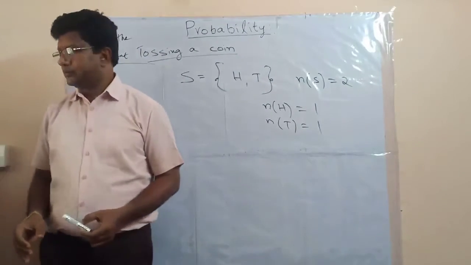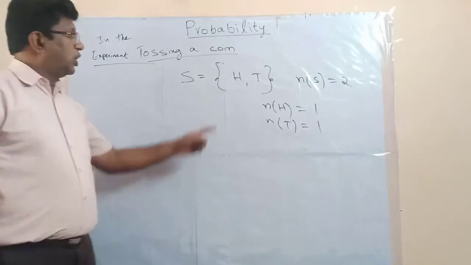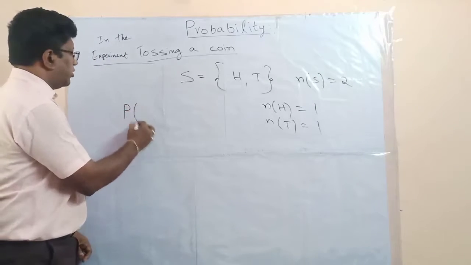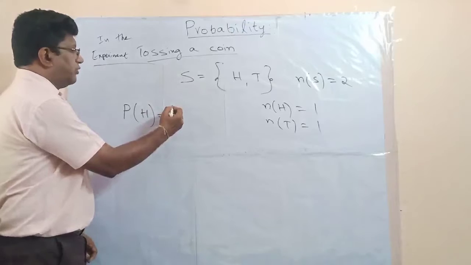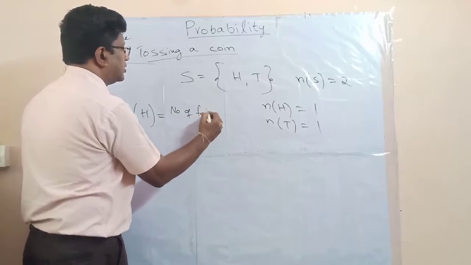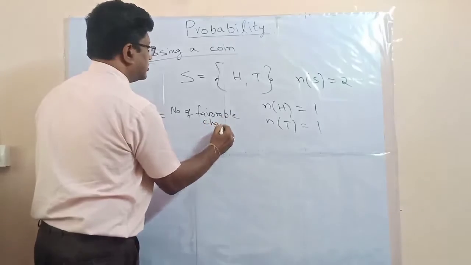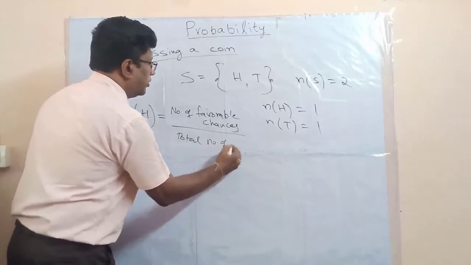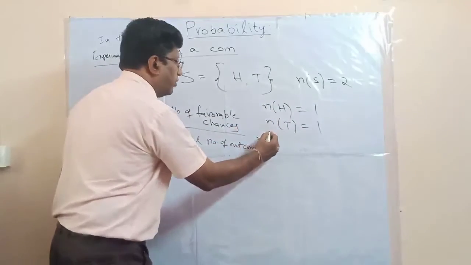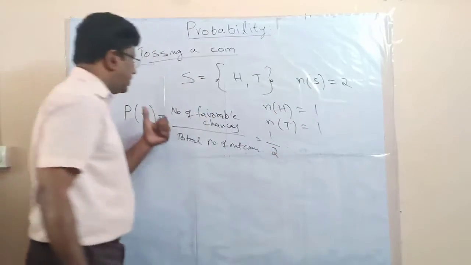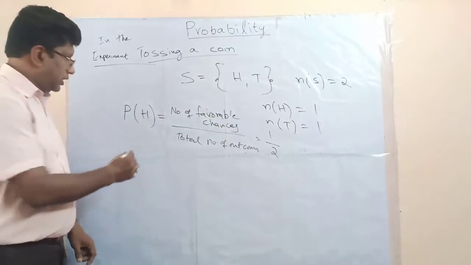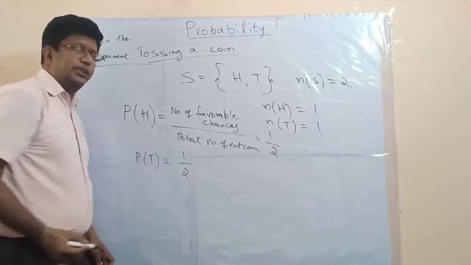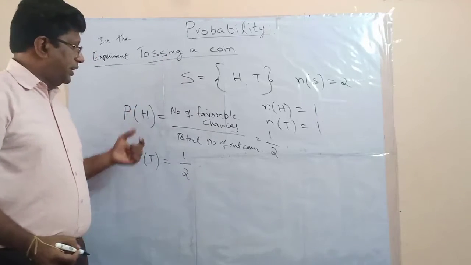Now, pause. The probability of the event H, how do we calculate? What is the probability of H? So here we write that the probability of getting a head is the number of favorable chances divided by the total number of outcomes. That is, we have only one out of a total of 2. So the probability of getting a head is 1 out of 2. Similarly, the probability of a tail is 1 out of 2. So this is the probability of head as well as tails.